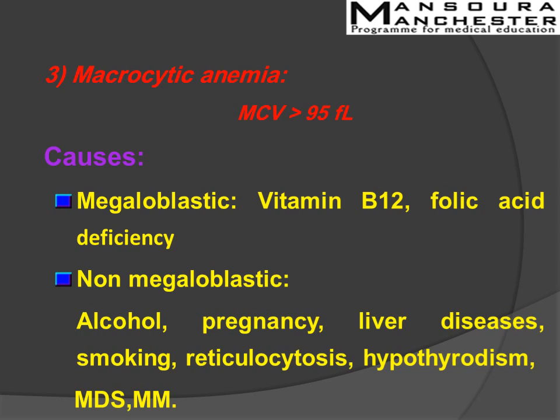So we'll shift to the classifications of anemia. We can classify anemia according to the etiology and according to morphology. Etiological classification, first, anemia due to a decrease in the red blood cells formation. Decrease in the red blood cell formation may be due to decrease in the bone marrow function, for example, aplastic anemia.